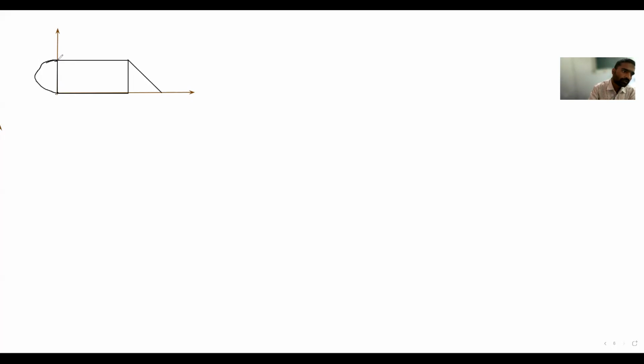This is semicircular. This is a semicircle you have to take. Here he has given this is the y axis, this is the x axis. You have to locate its centroid. The radius of this figure is given. The radius is 2 meter. R is equal to 2 meter.